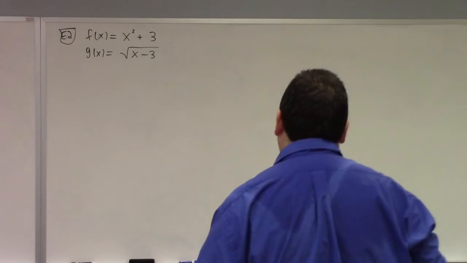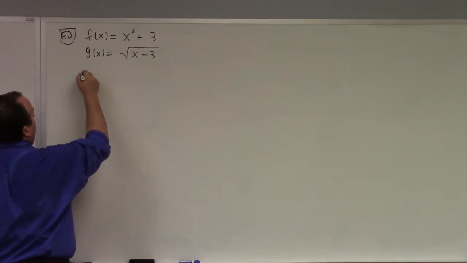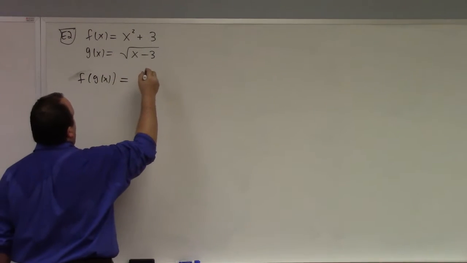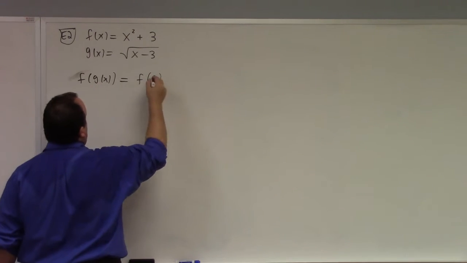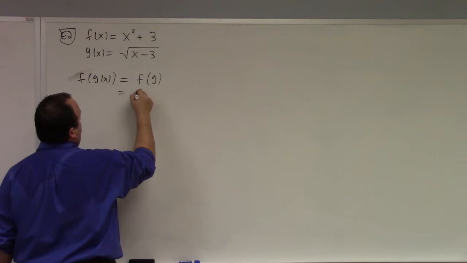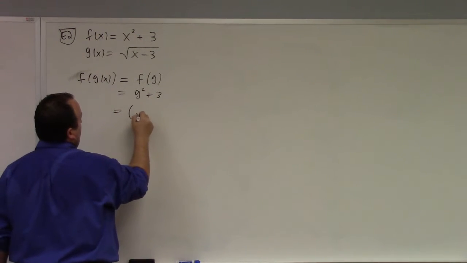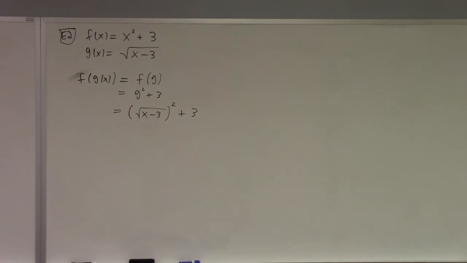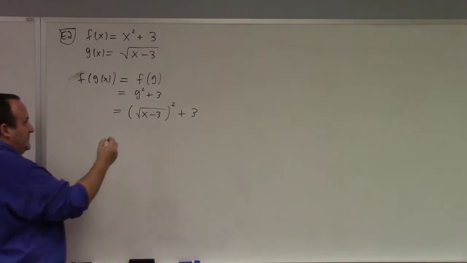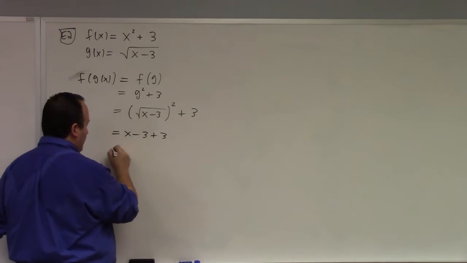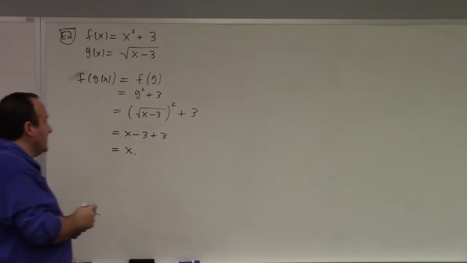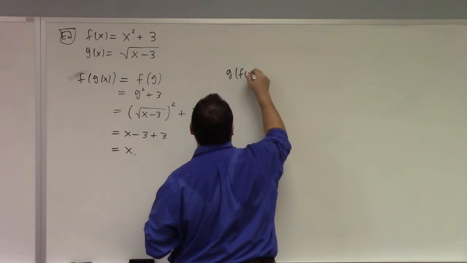Let's work it out. So what is f composed with g of x here? f of g of x is, allegedly, f of g. Plug the g formula into the f, we get what? g squared plus 3. So I get the square root of x minus 3, squared, plus 3. What's the square root of x minus 3 squared? Yeah, it's x minus 3 again. And so that looks like it might work. We do need to try the other one, because we need both for it to be the inverse.